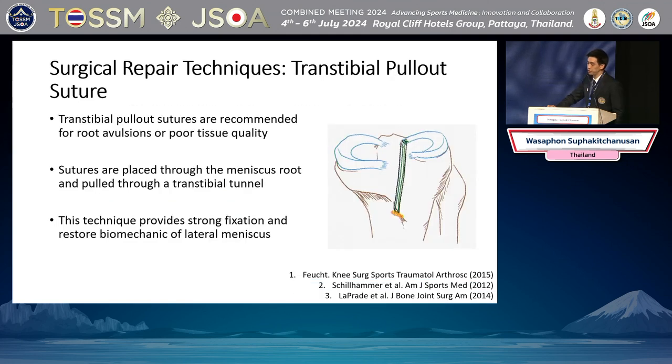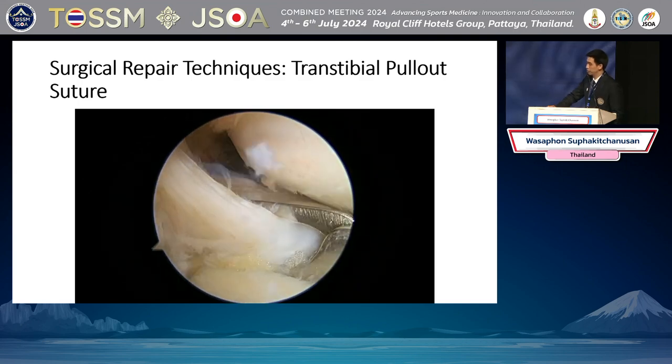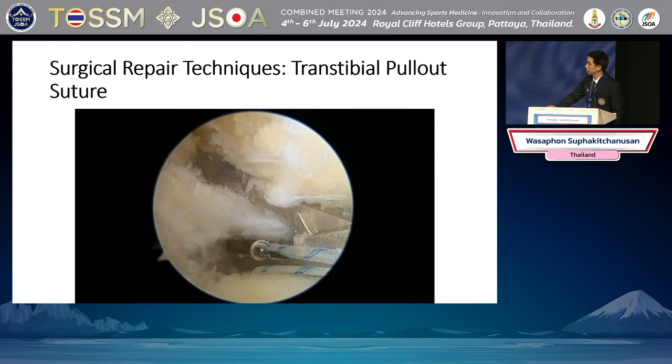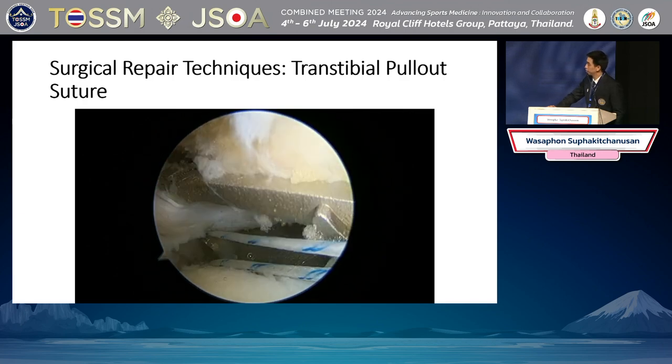Transtibial pull-out sutures are recommended for root avulsion or poor tissue quality. Sutures are placed in the meniscal root and pulled through the transtibial canal, providing strong fixation and restoring biomechanics of the lateral meniscus. As you can see in this video, we begin with an examination to locate the root attachment. And then we suture the meniscus using high-strength sutures.